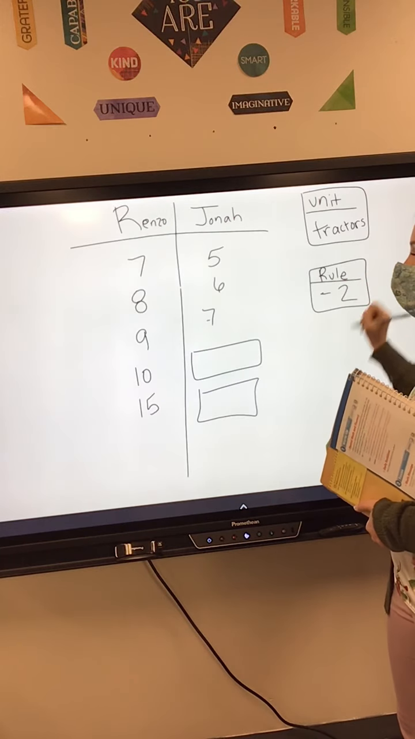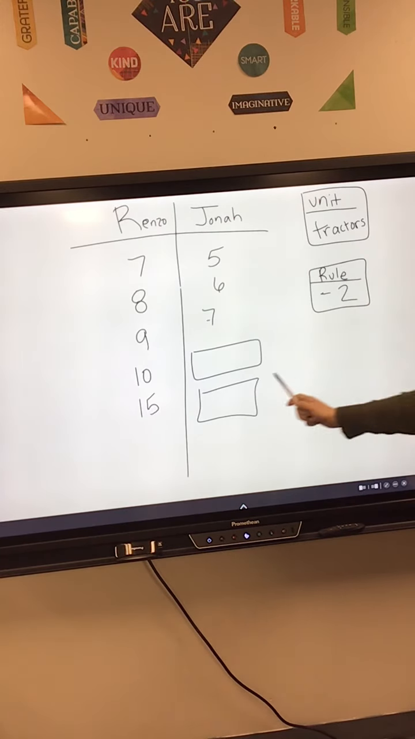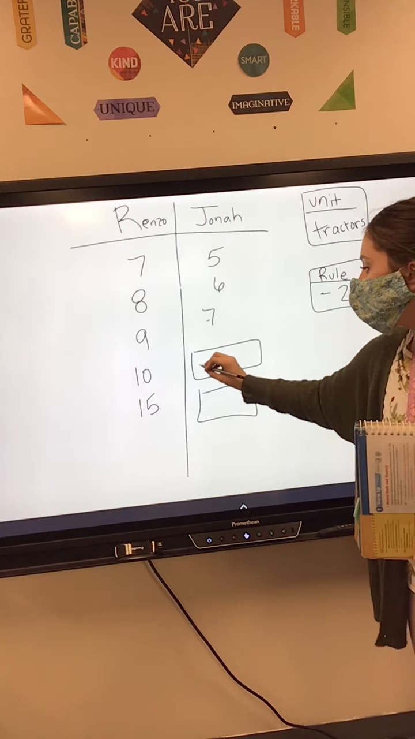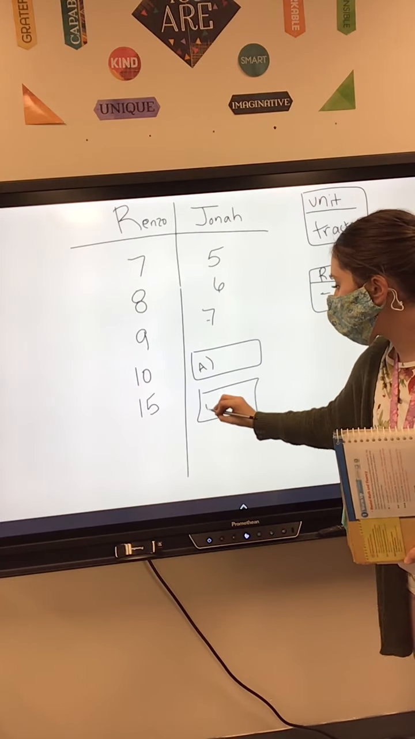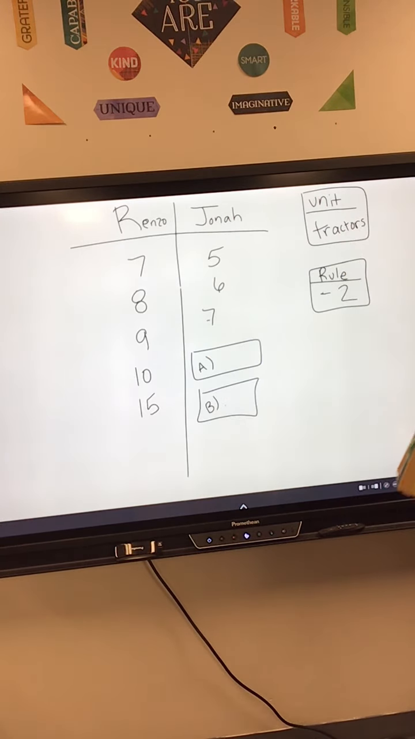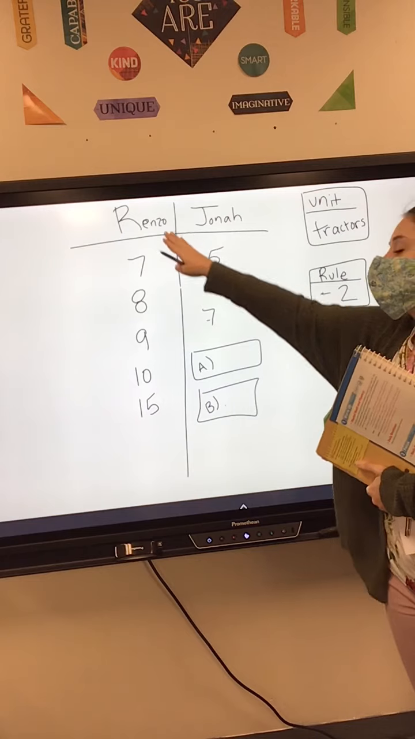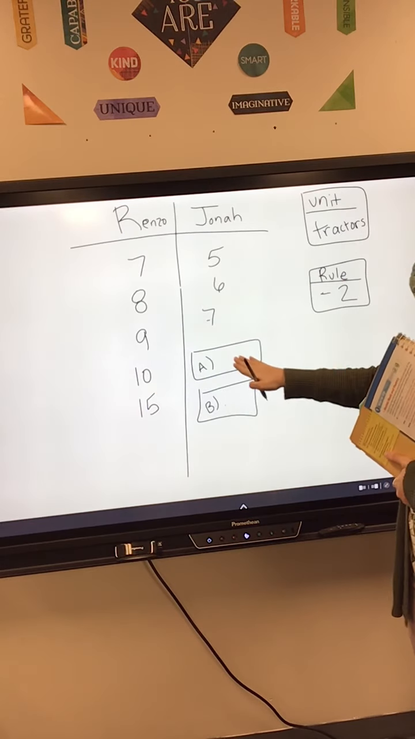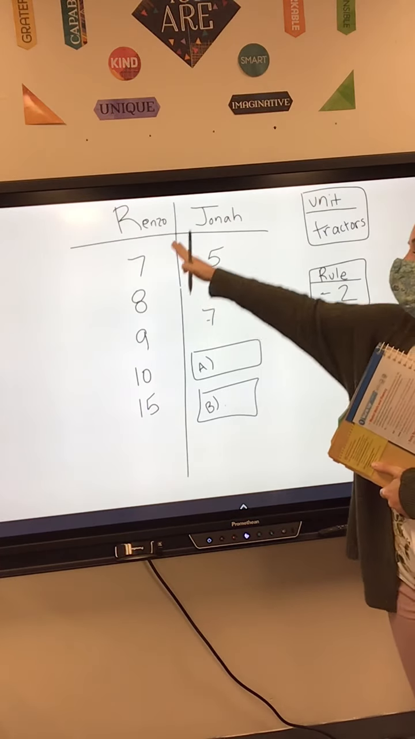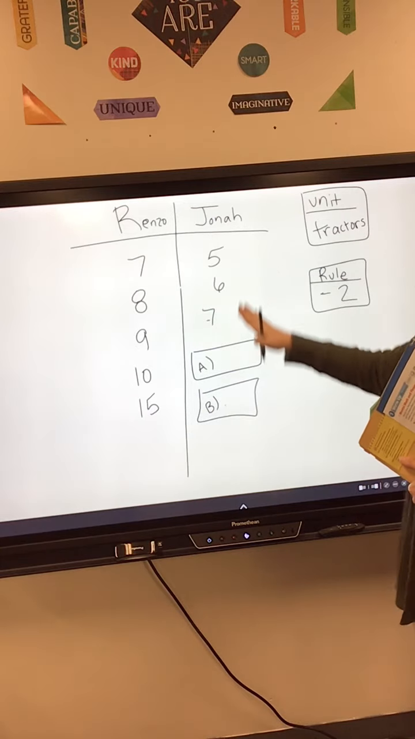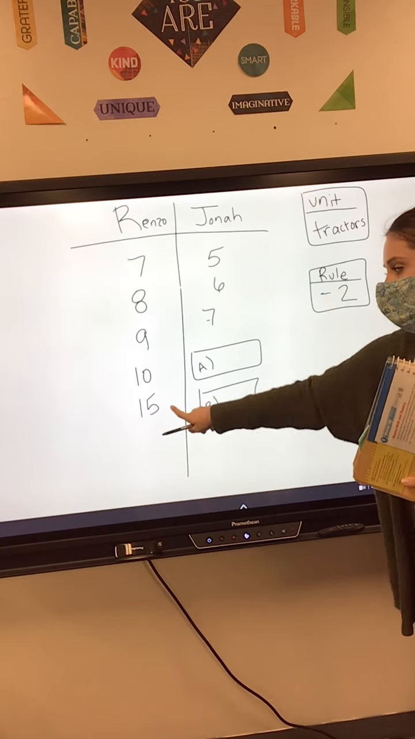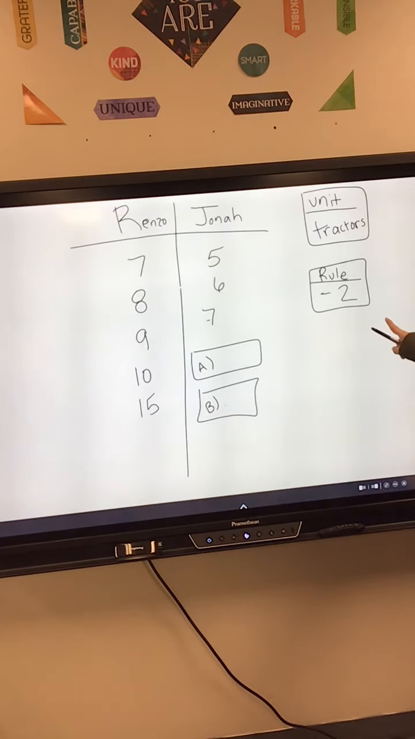Minus 2. Now that you know the rule, I want you to solve for A and B. When Renzo has 10 tractors, how many will Jonah have? When Renzo has 15, how many will Jonah have? You're solving. You told me what the rule was.